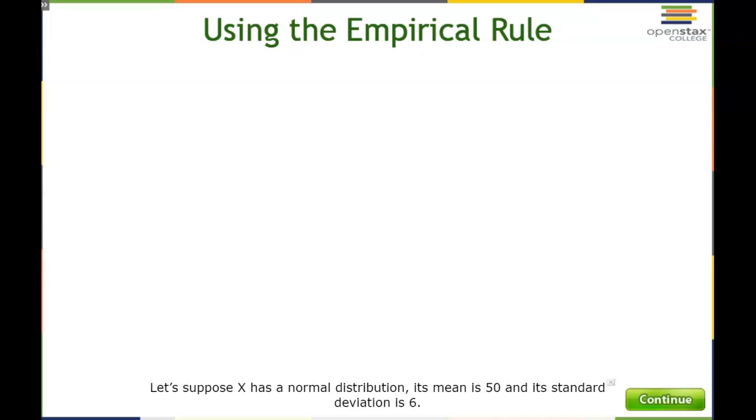Now that we know a little bit about the empirical rule, let's actually use it to our benefit. Let's suppose X has a normal distribution, its mean is 50 and its standard deviation is 6. Between what values of X do we expect 68% of the values to lie?